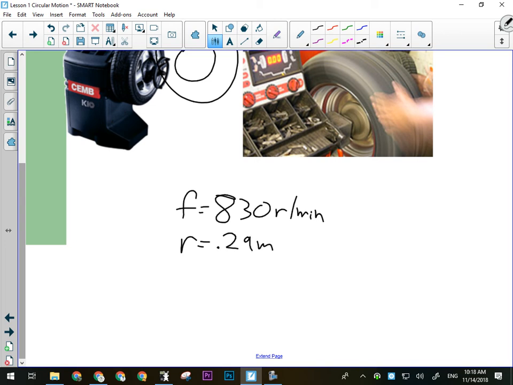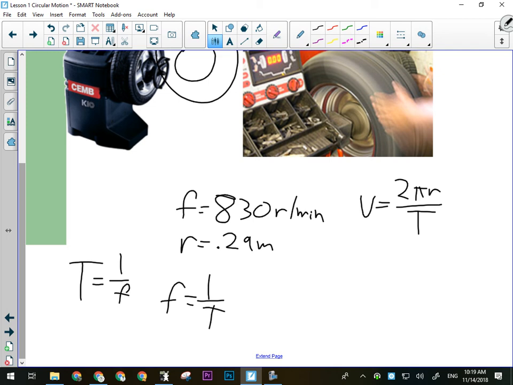The question wants us to figure out how fast the tire is spinning. Now, we just saw that the formula for this is 2 times pi times r over period. Except the question didn't give me period. So what do we do? We also said that period is 1 over f. Everyone okay with that? We also said that f is 1 over t.